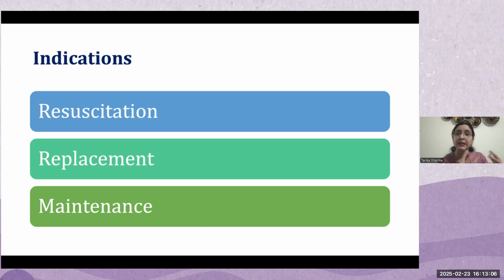Then comes the third indication, which is maintenance fluid management, where the fluids will be given in order to maintain the physiological balance of the persons, because the patients are there in the hospitals, they might not be able to have proper intake of the fluids also. They might be having some kind of fluid losses also. To maintain that fluid, we'll be providing the maintenance fluid. So it is important that we keep in mind these three main indications of the fluid therapy.